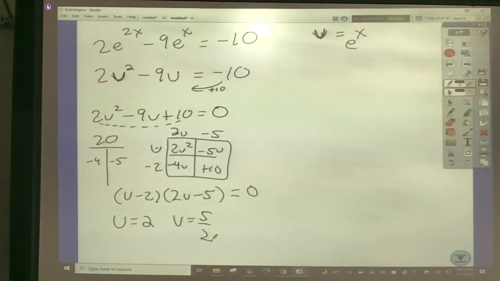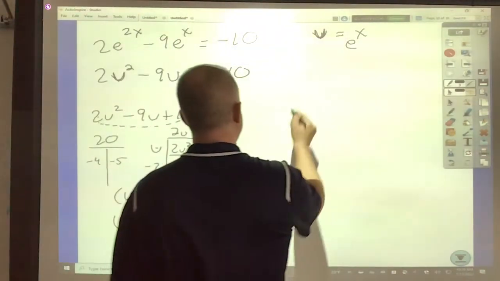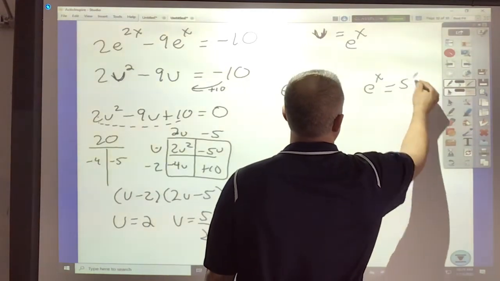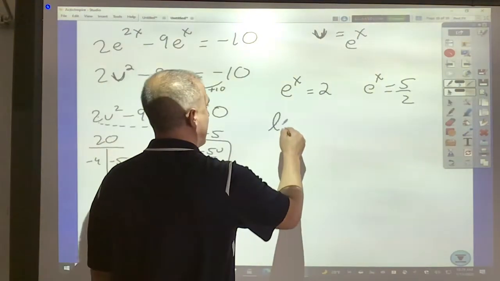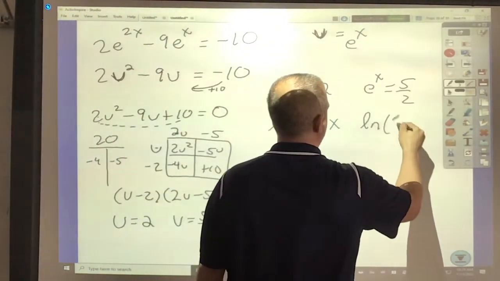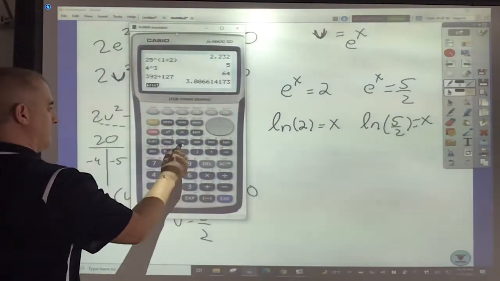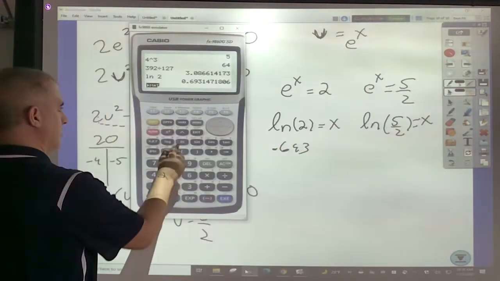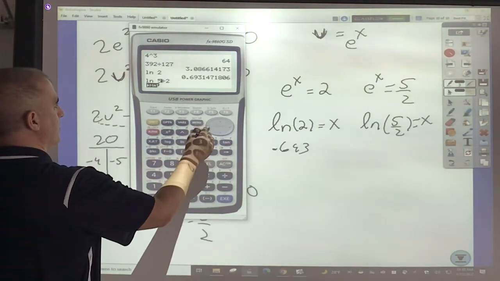Now, the problem is I didn't start with the u. I started with e to the x. So what I do is I put e to the x back in for both of those. Now, same deal. What would you do? You would convert this to natural log. This would be natural log of 2, and that would be x. This would be natural log of 5/2, and that would be x. And then I just type those into the calculator. Natural log of 2 is 0.693. Natural log of 5/2, yeah, put parentheses around it.